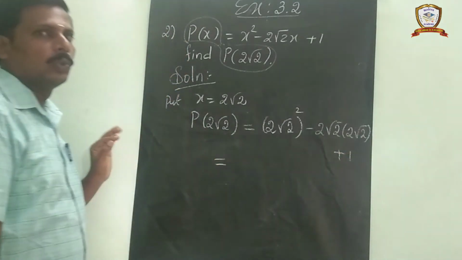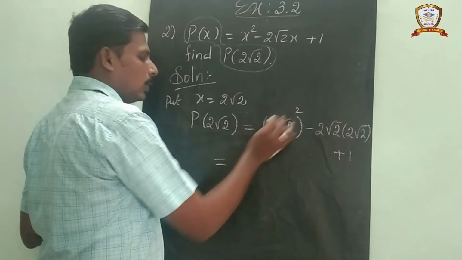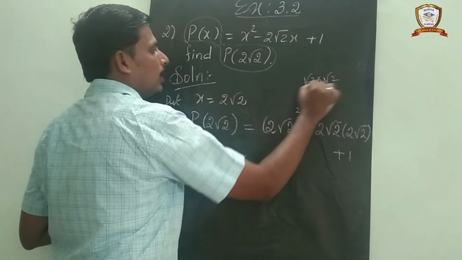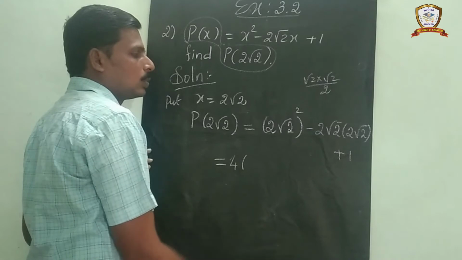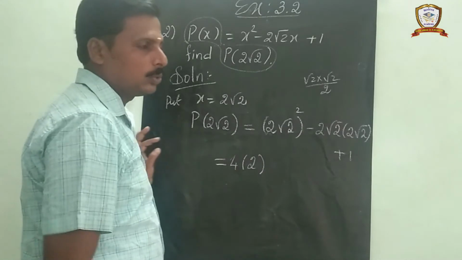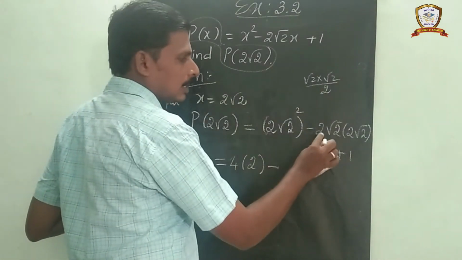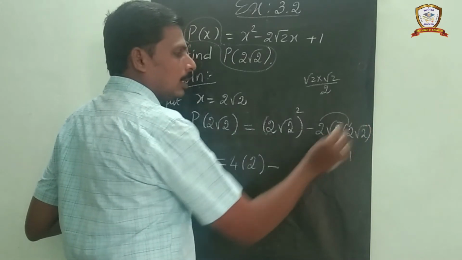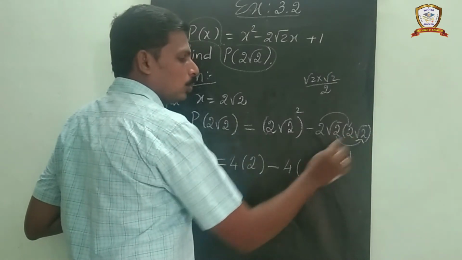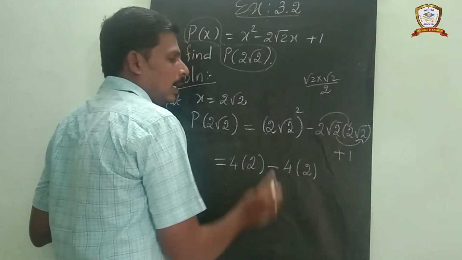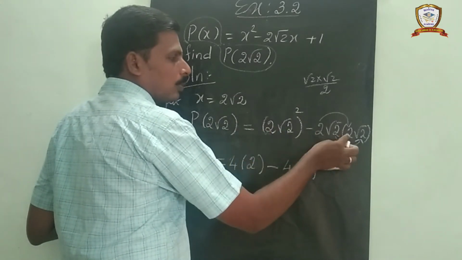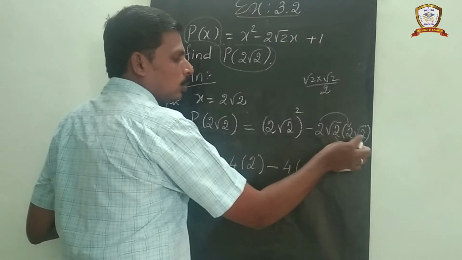Equal to 2 squared. 2 squared, 2 twos are 4. Then root 2 the whole square, root 2 into root 2 is 2. So 2 squared is 4, root 2 the whole squared is 2. Then minus 2 into 2, 2 twos are 4. Root 2 into root 2 is 2.